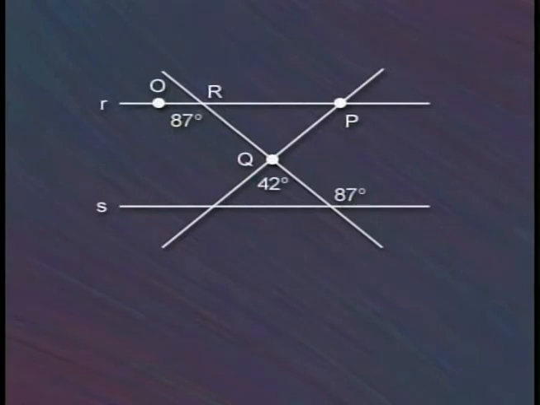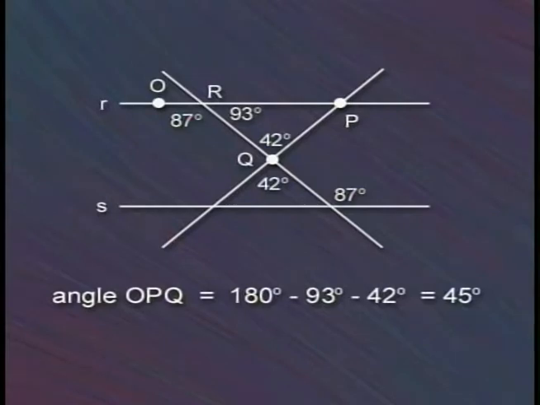Since lines R and S are parallel, we know that alternate interior angles are equal. Let's put a new point on the figure. Call it R. Now angle ORQ is equal to 87 degrees. Since the sum of angles along a straight line equals 180 degrees, the measure of angle PRQ is 180 minus 87, or 93 degrees. Due to vertical angles, we know that angle RQP is equal to 42 degrees.